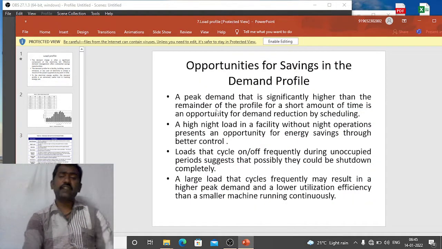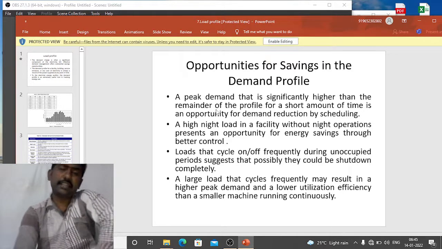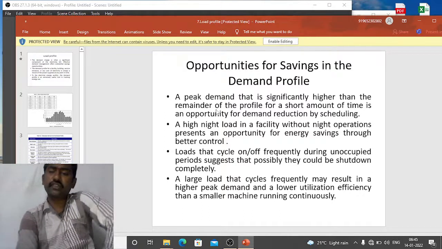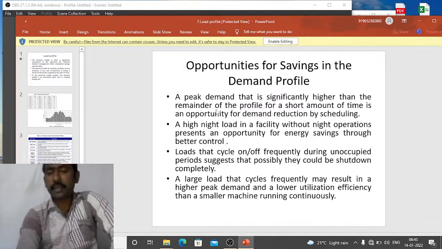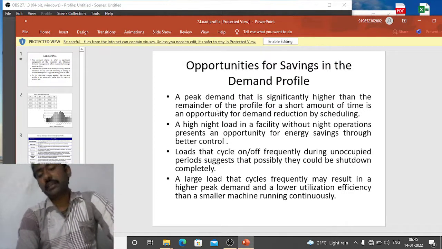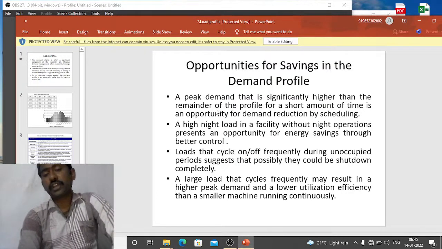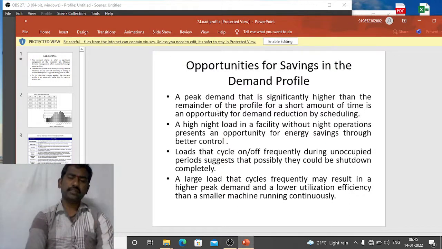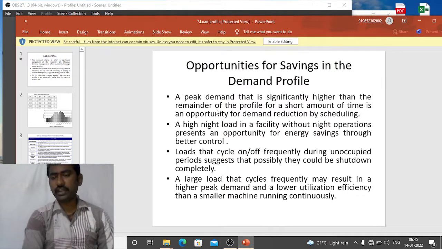So the opportunities for savings in the demand profile: a peak demand that is significantly higher than the remainder of the profile for a short amount of time is an opportunity for demand reduction by scheduling. So the peak demand is in a very short time, so that is the opportunity. And a high night load in a facility without night operations presents an opportunity for energy savings through better control. So a high load in a facility without night operations provides the best opportunity for energy saving.